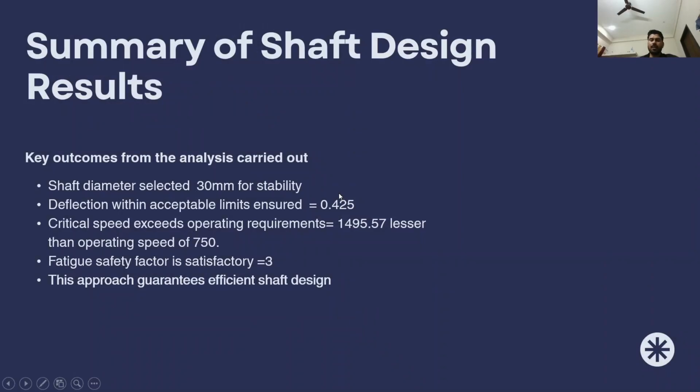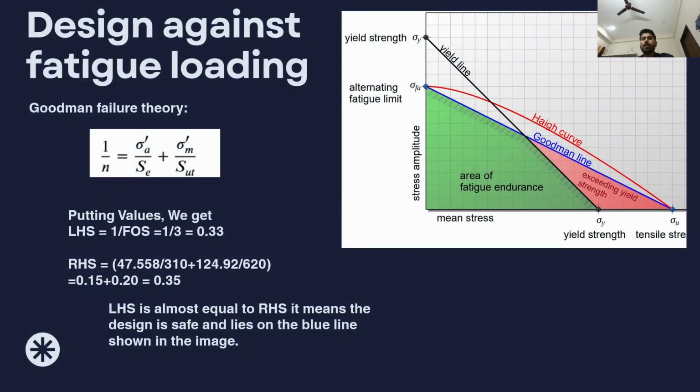Now here, as you can see on the right hand side, there is a graph shown in blue color. You can see the Goodman failure line, and it is a plot between the mean stress and the alternating stress value. Peak alternating stress value is the endurance limit, and peak mean stress value is the yield strength and ultimate strength, and this green area is the safe region.